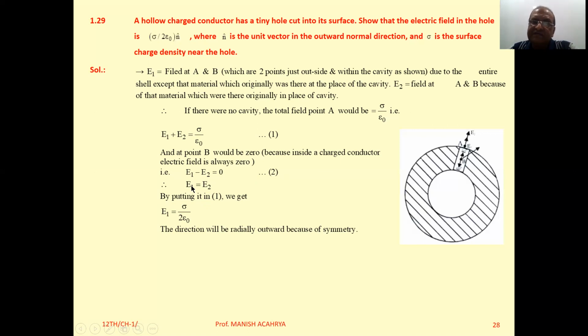Now if we consider E1 that is equal to E2, then here if we substitute the value of E1, that is equal to E2, so 2E1, then E1 equal to sigma upon 2 epsilon 0, and electric field that is always radially outward. So as per question, we proved it, it is sigma upon 2 epsilon 0 n caret. Clear to all of you?